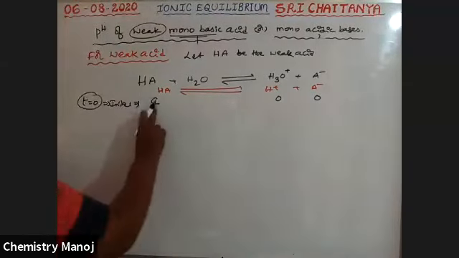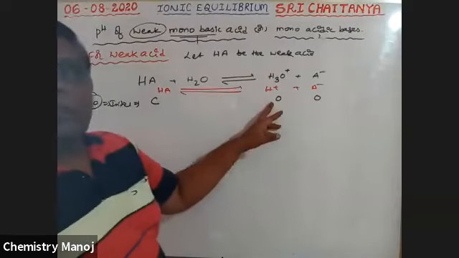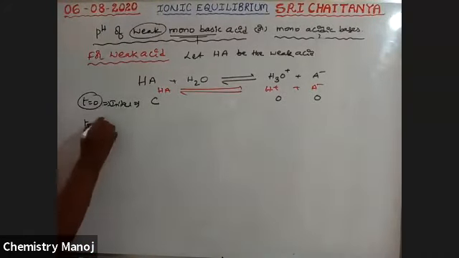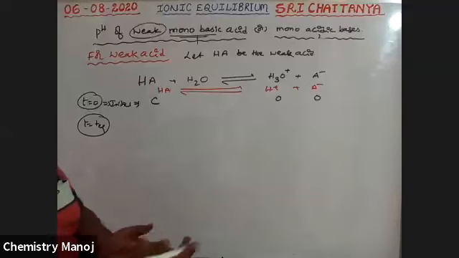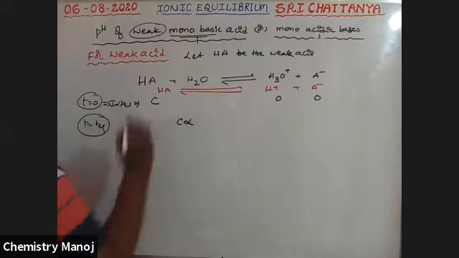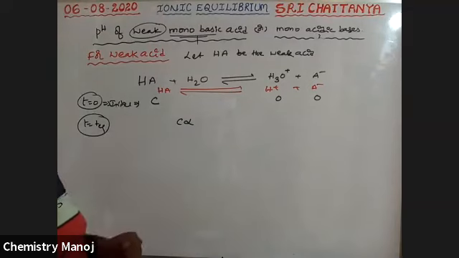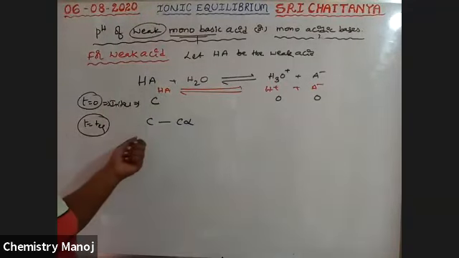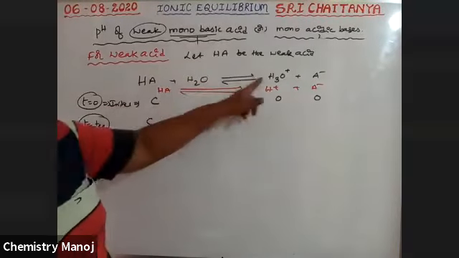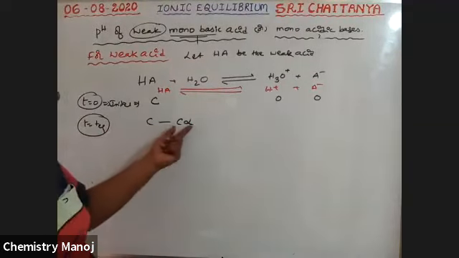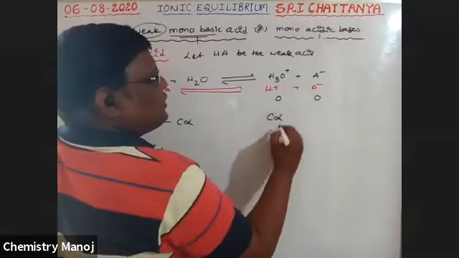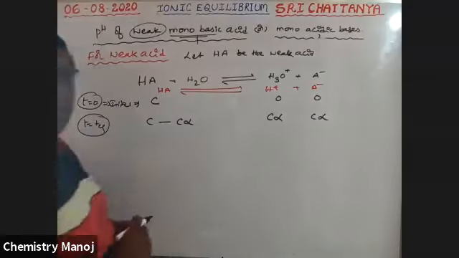If C is the initial concentration of HA, at the beginning it is not dissociated. Now at equilibrium time, something is dissociated. The dissociated value is C alpha, as I already explained. So C is the concentration, C alpha is dissociated, and the remaining HA is C minus C alpha. Because 1 mole of HA gives 1 mole each, C alpha and C alpha are formed. Therefore, H plus concentration is C alpha and A minus concentration is C alpha.